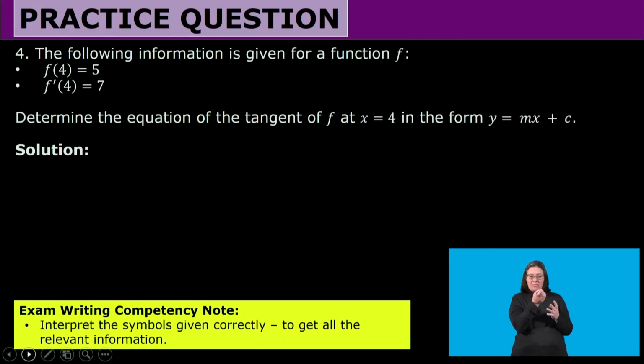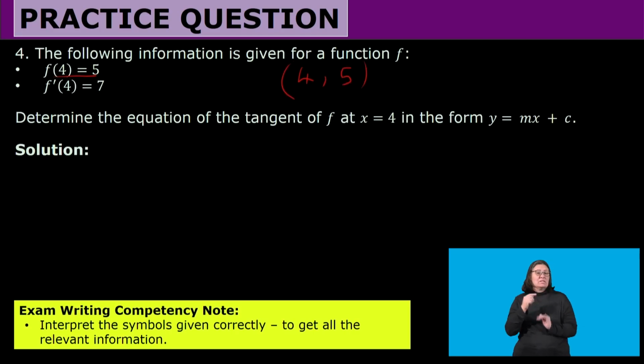We're given that the following information tells us about a function f. We've got the function value, which is 4 and 5. X is 4, y is 5. And the derivative at the point 4 is 7. We want to find the equation of the tangent to f at x is equal to 4 in the form y is equal to mx plus c.